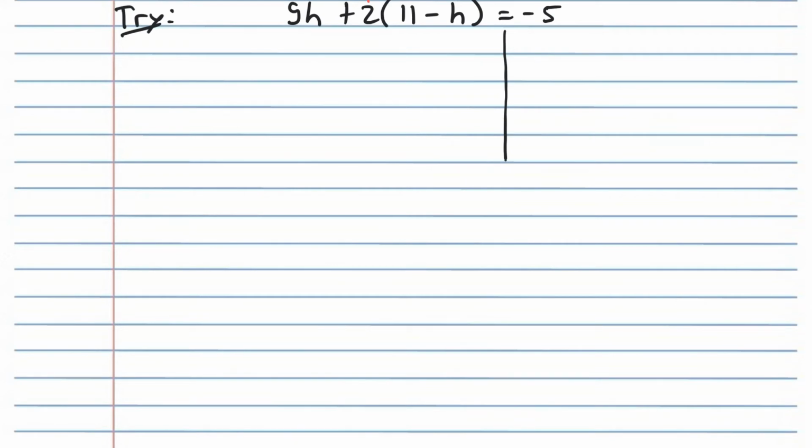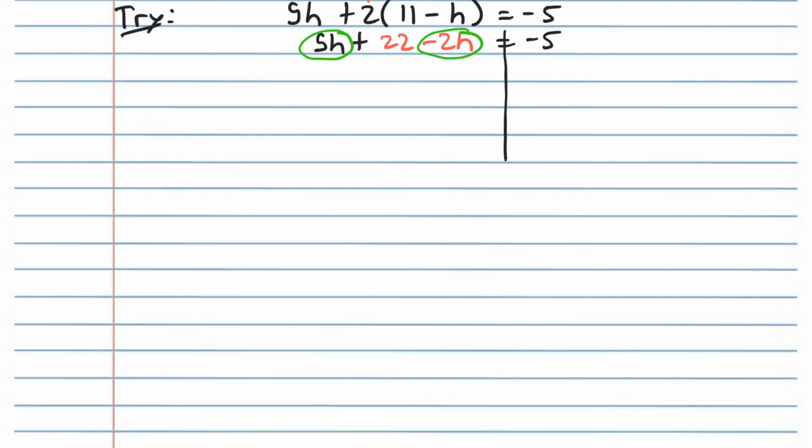And 2 times 11 gives you 22. 2 times -h, -2h. Bringing down all the pieces we did not use, so we still have that 5h, and we still have that -5. Now in this question, unlike the previous one, we actually can combine our h's. Even though they're not next to each other, we can still combine 5h minus 2h.